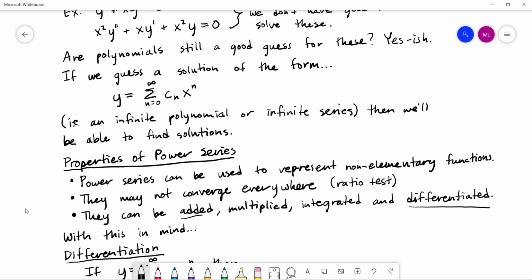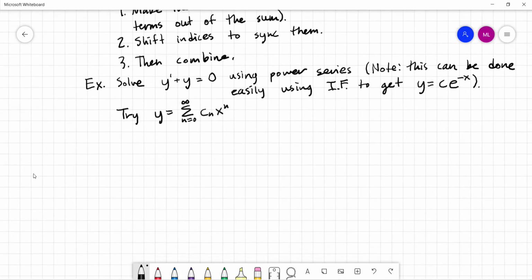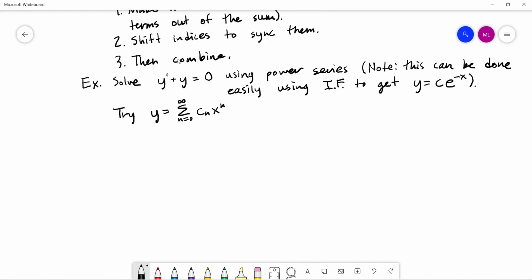If this is the form of our solution, in this equation we have both y and y prime, so I'm going to also need y prime. While we're at it, let's write that down here. We know y prime is going to be equal to the sum from n equals 1 to infinity of Cn times n x to the n minus 1.